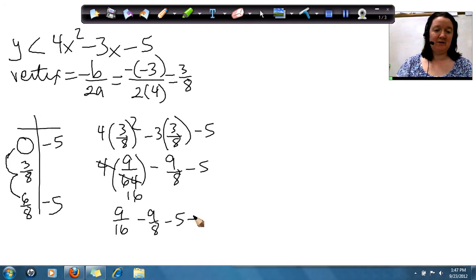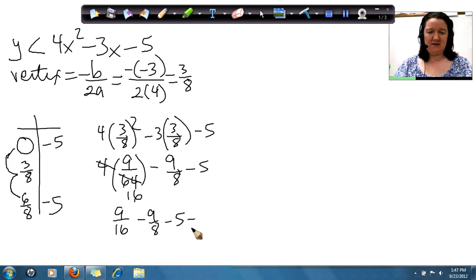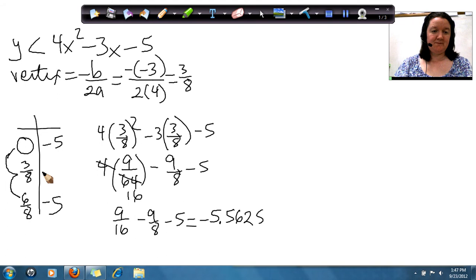So let's figure out what that is on the calculator. 9 divided by 16 minus 9 divided by 8 minus 5. It's going to give us a negative 5.5625.